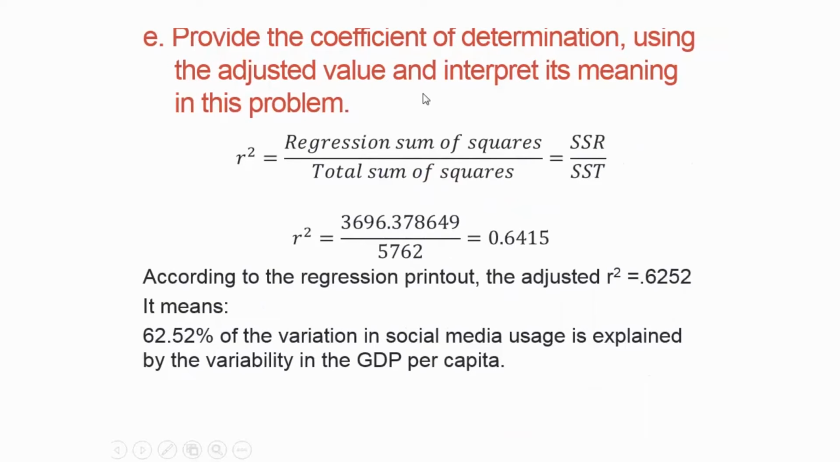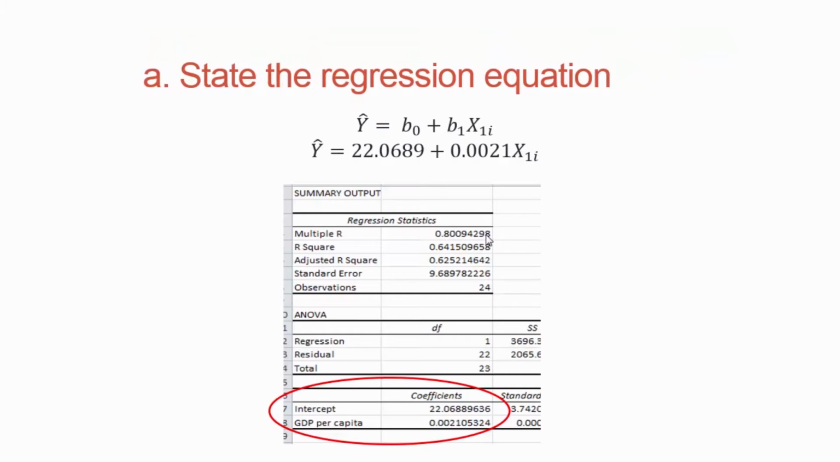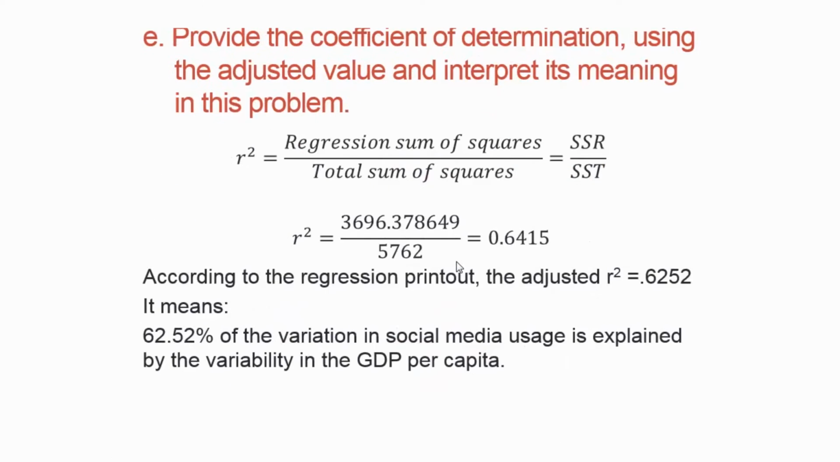Part E, what is the coefficient of determination? And then use the adjusted value and interpret its meaning. So the coefficient R squared is the ratio of the regression sum of squares, SSR, to the total sum of squares, SST. So we just take those two values off the printout, and there's the value, 0.6415. And we can go back to that slide to see where it comes from, right here. 0.6415, and we're going to use the adjusted value, which adjusts for the sample size and the number of variables in the equation. So it's a little bit more accurate than the R squared. It's always a little bit less, or maybe virtually the same. 0.6252 is the value we want to work with then. And so that value is right here.